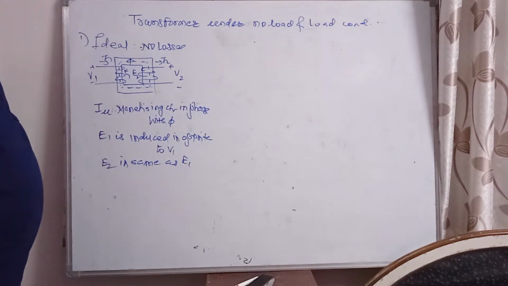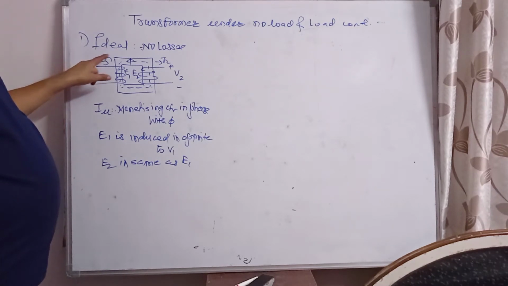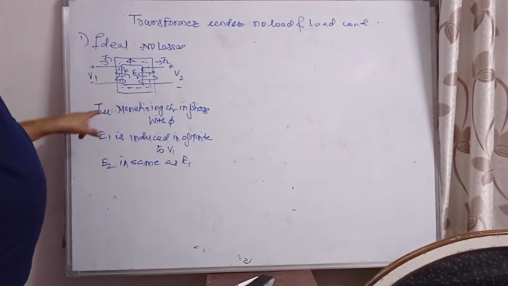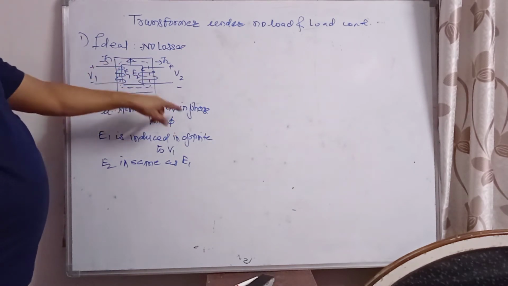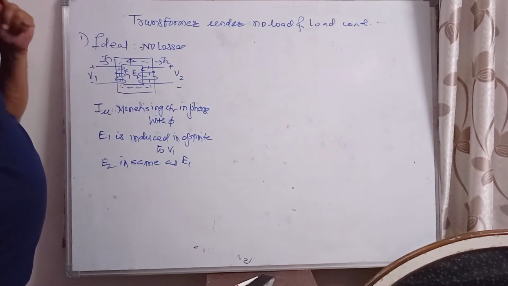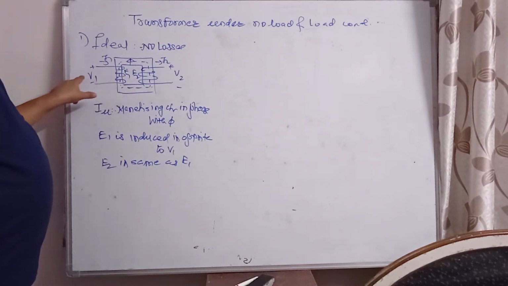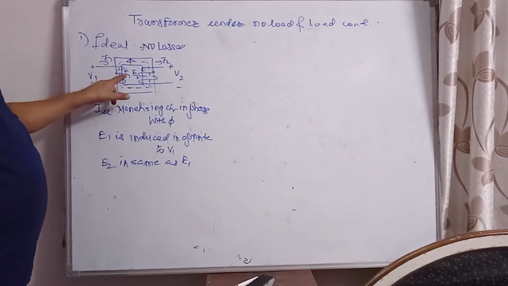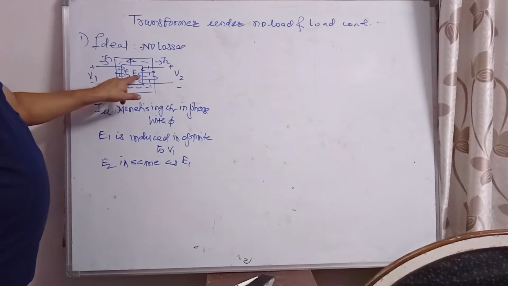So we have to draw the vector diagram. V1 is supplied. I1 flowing through the winding magnetizes the core. So that current, primary current, is known as magnetizing current Imu. It sets a flux phi. So Imu and phi are in phase with each other because Imu sets a phi. Phi induces E1 and E1 according to Lenz law will oppose the supply voltage V1. So E1 is in opposite direction to V1 and E1 induces E2, mutual induction effect. So E1 and E2 both are in same direction.